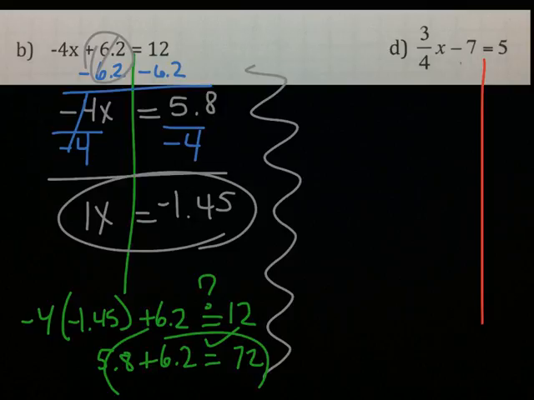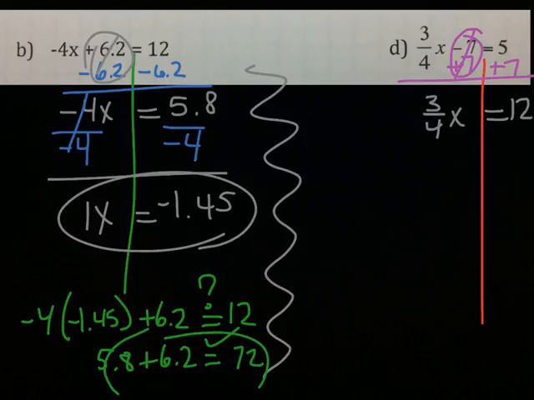And this one, just like letter B, only had x's on the left, so I don't need to worry about where to put my variable terms because it's already there. So then I'm going to add 7 because I want to zero out the constants there. So I'm adding 7 to both sides, and that leaves me with 3/4 x equals 12.